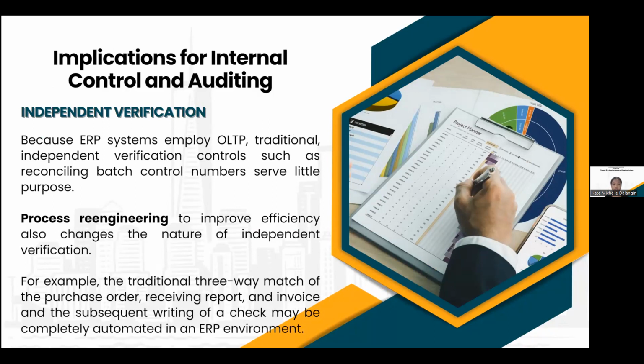So let us now proceed to independent verification. Because ERP systems employ OLTP, traditional independent verification controls such as reconciling batch control numbers serve little purpose. Similarly, process reengineering to improve efficiency also changes the nature of independent verification. For example, the traditional three-way match of the purchase order, receiving report, and invoice, and the subsequent writing of a check may be automated in an ERP environment. Next slide, please.